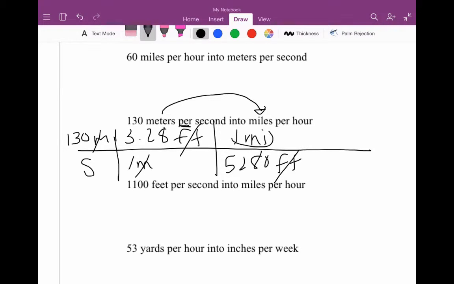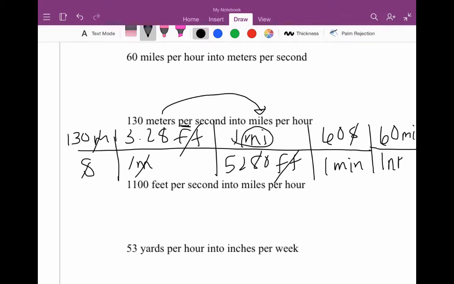Now we're at our miles, but we still have seconds and we need to get to hours. To get to hours, we know that there are 60 seconds in 1 minute, making our seconds cross out. We know that there are 60 minutes in 1 hour.